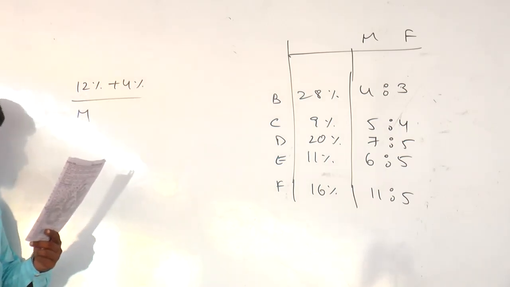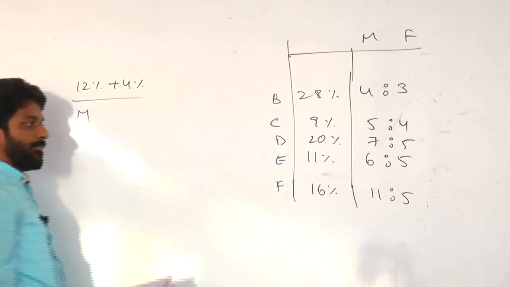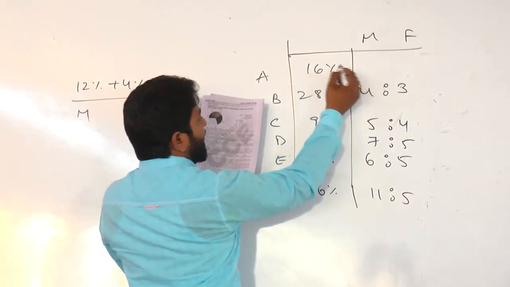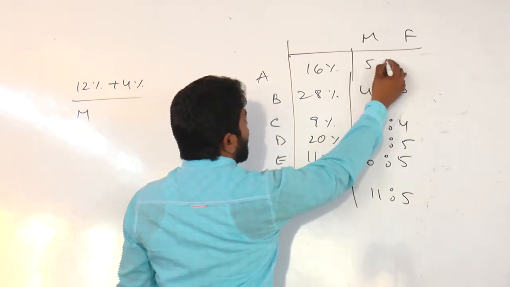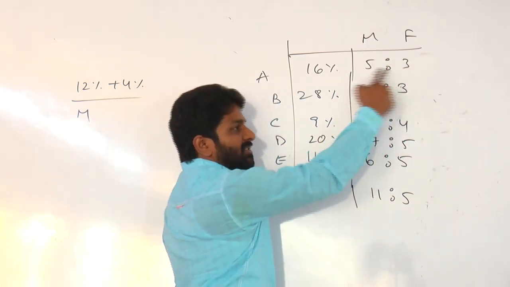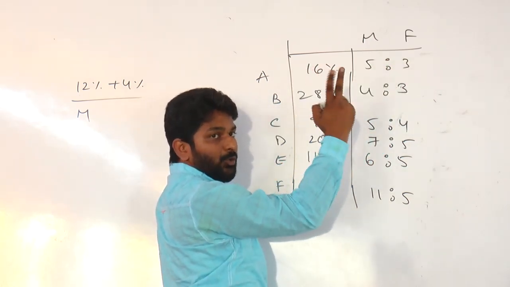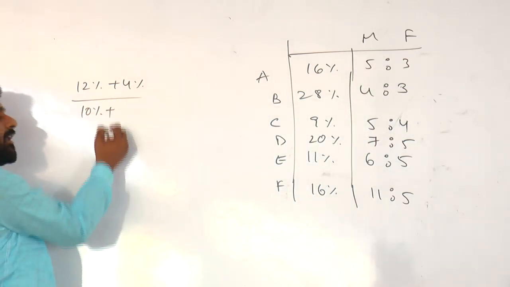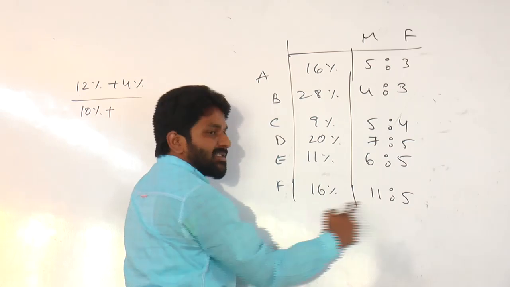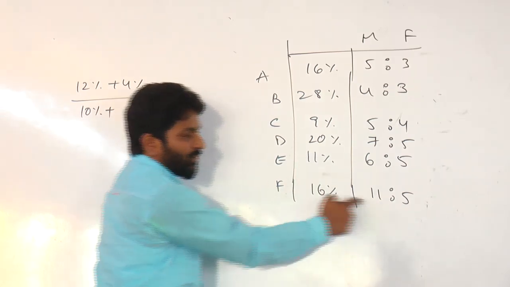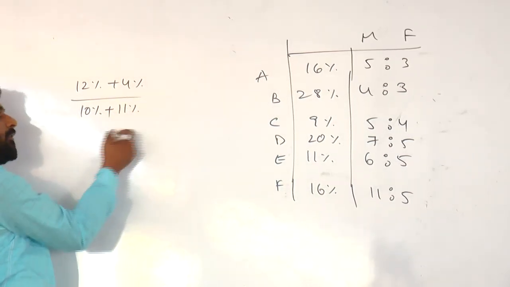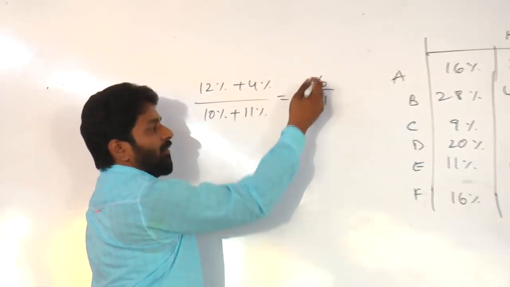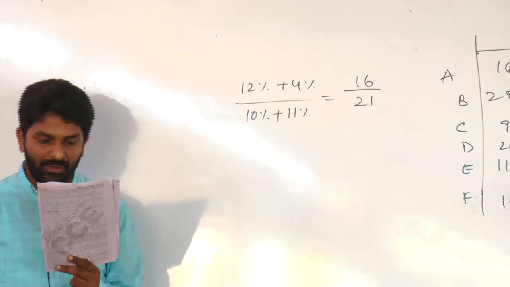And then male from A and F. We don't have A here. Come on, let me write. 16%, and male to female ratio 5:3. Total 8 parts, 16%. 1 part 2%, 5 parts 10%. 10%, and F. 16 parts, 16%, 1 part 1%, so total it is 11%. You are asked about ratio. This is 16 by 21. No more cancellation. 16:21.